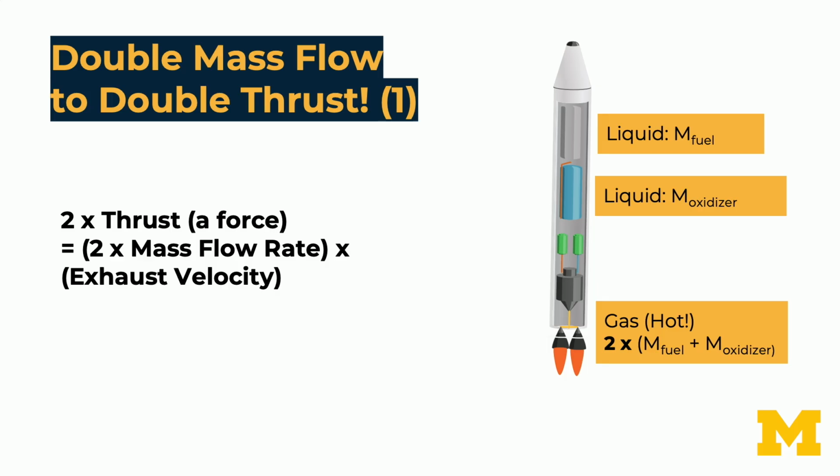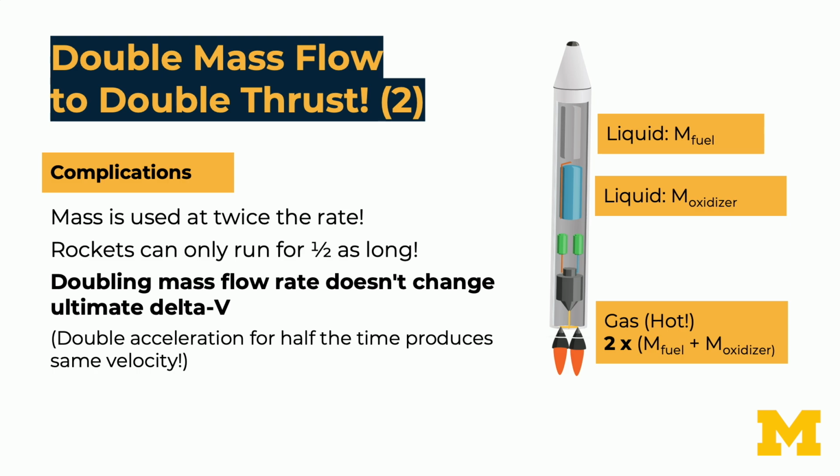You take twice as much fuel and twice as much oxidizer and expel that. You could do that simply by adding another engine. You have to obviously add all of the plumbing and everything that goes along with it, but if you added another engine and you plumb the whole system and you just use twice as much fuel, then you would double the thrust. If you double the mass flow rate, you use the fuel and the oxidizer at twice the rate, so you can only run your rocket for half as long.